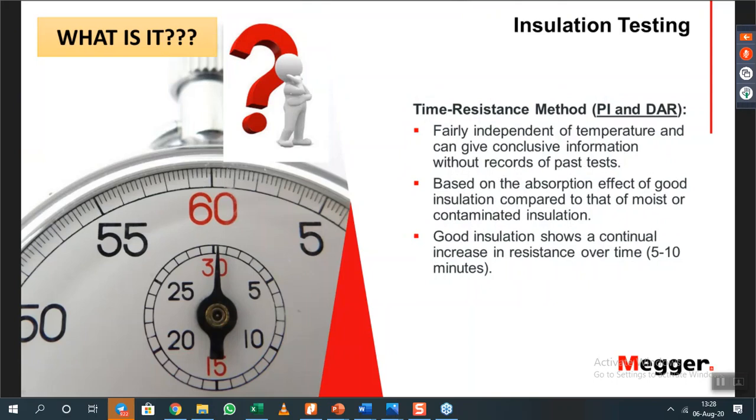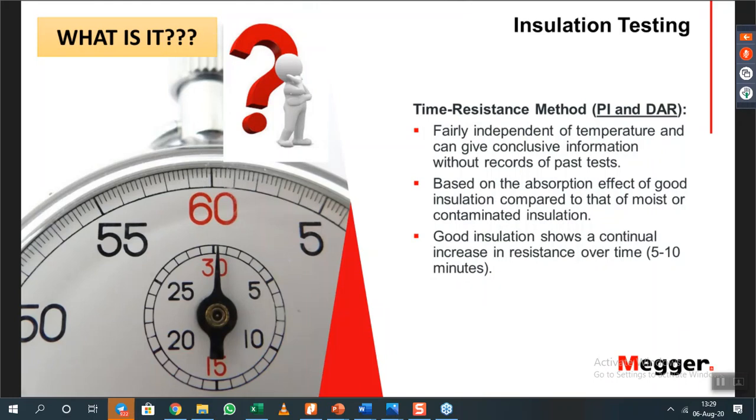So time resistance method, or polarization index and the dielectric absorption. What is it? Right? So PI and DAR are fairly independent of temperature and can give conclusive information without records of the past test. Meaning you don't have to trend this. You don't need the historical data. This is diagnostic insulation testing.